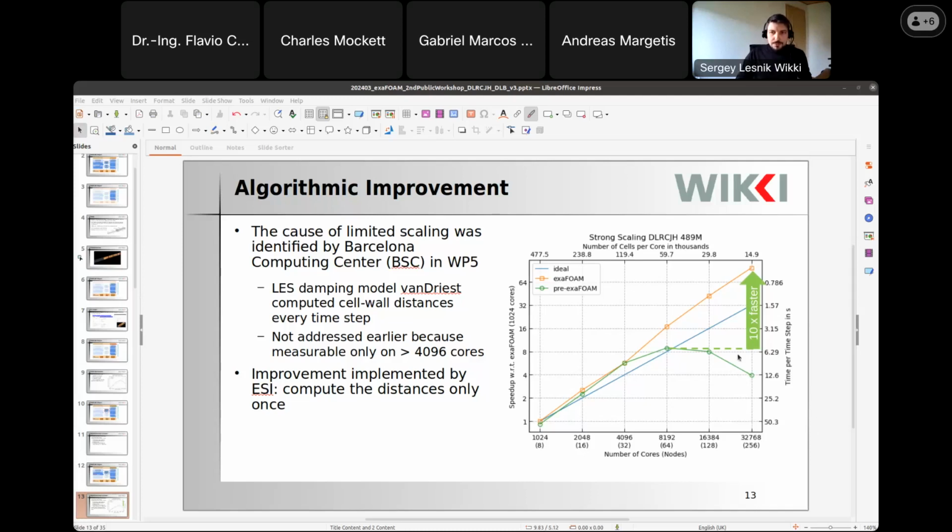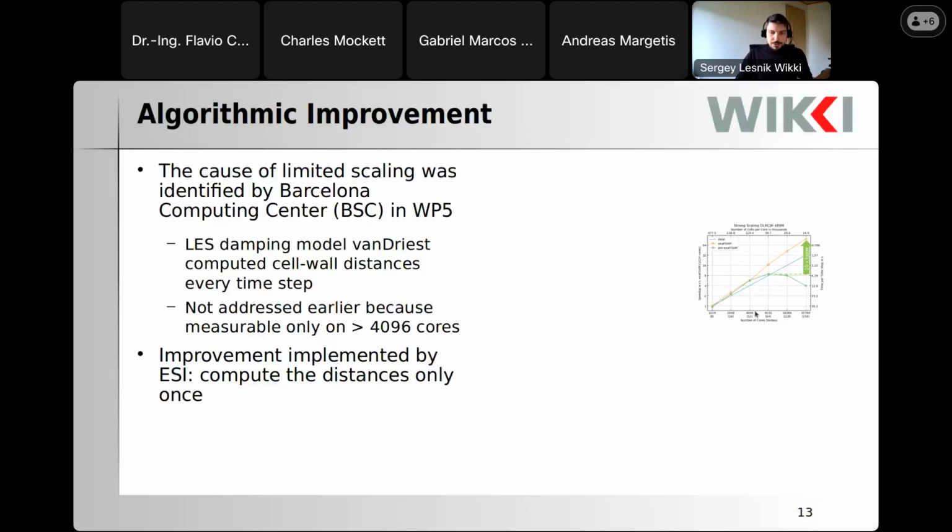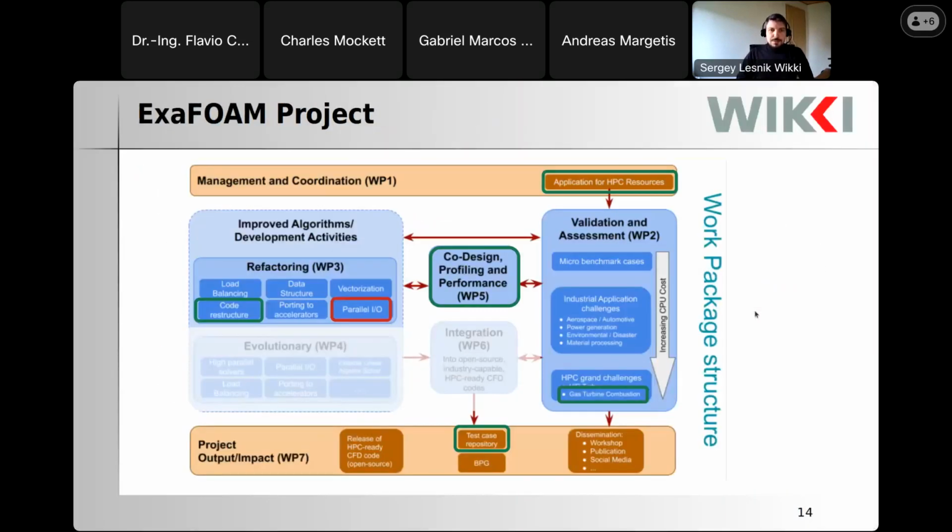Go again to presentation mode. So that's another task of the work package 3, the coherent file format, which will be presented by Gregor Weiss.